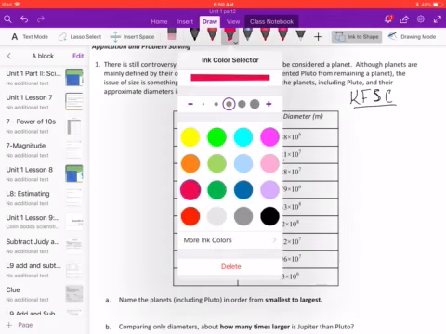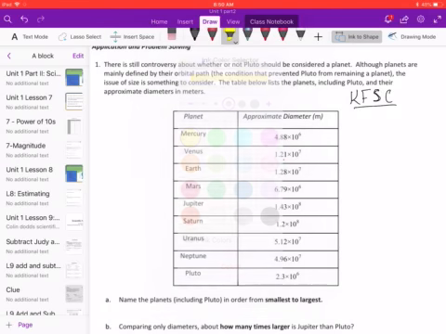So first I'm going to just read through this first part, make sure I understand the question, or the scenario. There's still controversy about whether or not Pluto should be considered a planet, although planets are mainly defined by their orbital path, the condition that prevented Pluto from remaining a planet. The issue of size is something to consider. And the table below lists the planets including Pluto and their approximate diameters in meters. So that's the information I get.